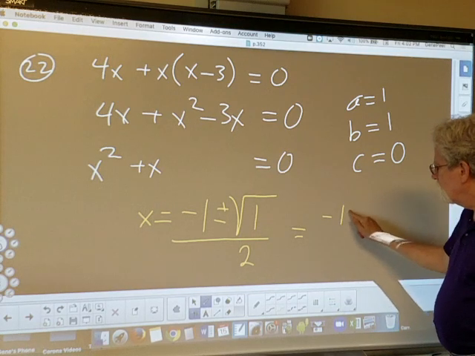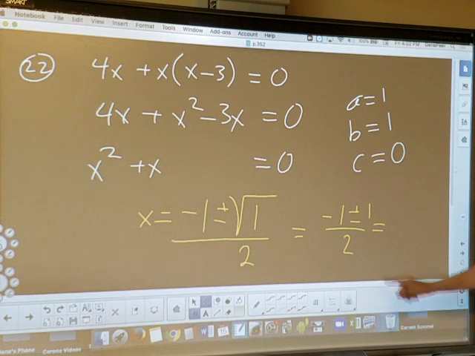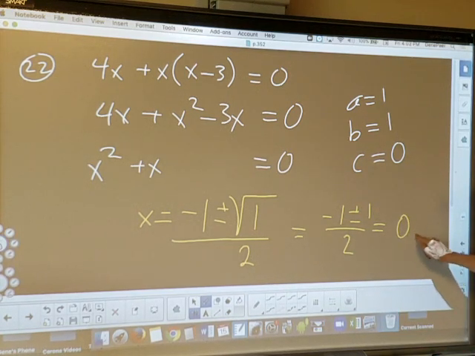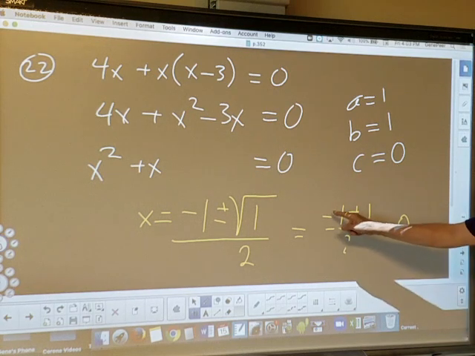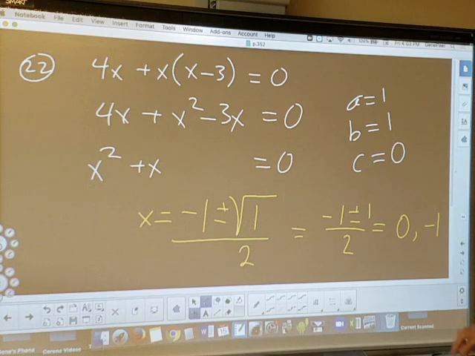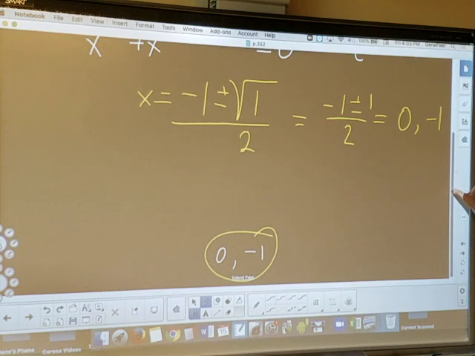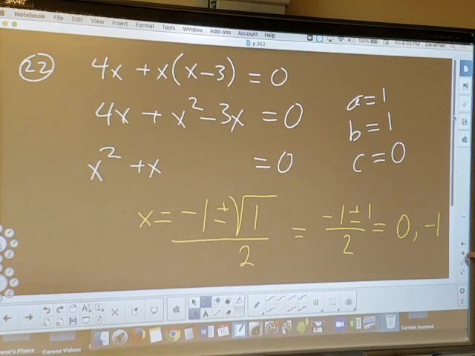So we have negative 1 plus or minus 1 over 2. What's that do to us? Well, negative 1 plus 1 is 0 over 2. One of your answers is 0. Then negative 1 minus 1 is negative 2 over 2. We get two answers there, 0 and negative 1. There they are. It's so satisfying when you see that your answer was correct. Even for me.